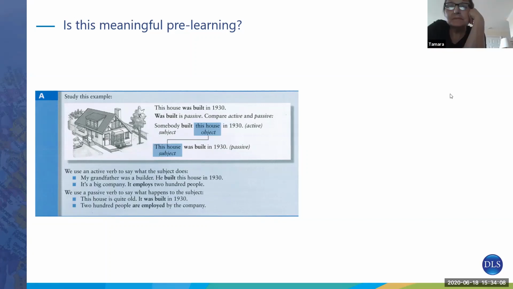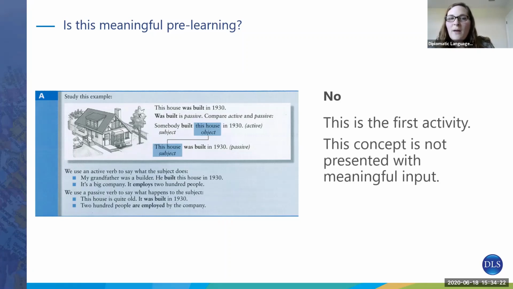Yeah. I'm seeing in the chat a lot of people saying that this is mechanical, and you're right. Yes. So this example is not a meaningful pre-learning activity. And so why is it mechanical? It's not meaningful. This is the very first activity, and the concept is not presented with meaningful input. There's no input behind this. And you can also see, you know, you're talking about a builder and then a company. There's not a single theme connecting things. It's just sort of random examples, right? So this one is more a mechanical pre-learning activity.